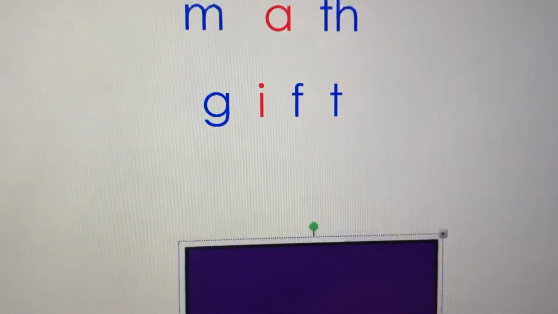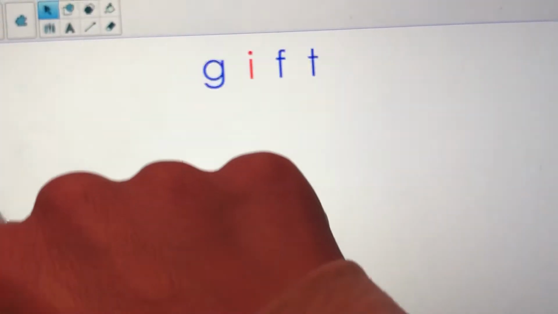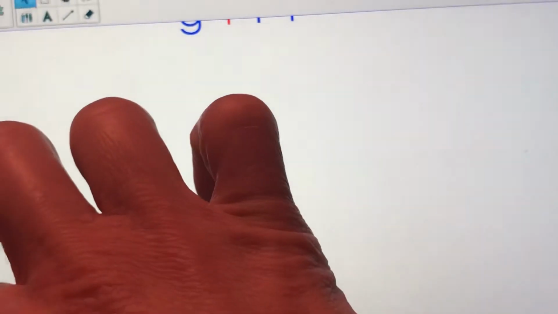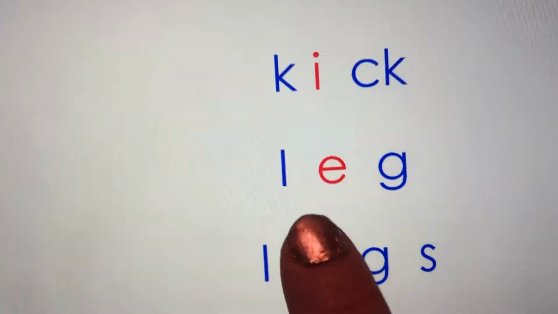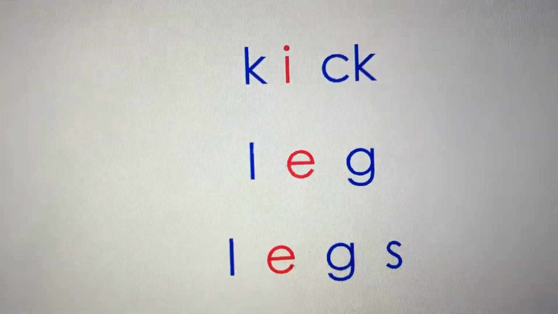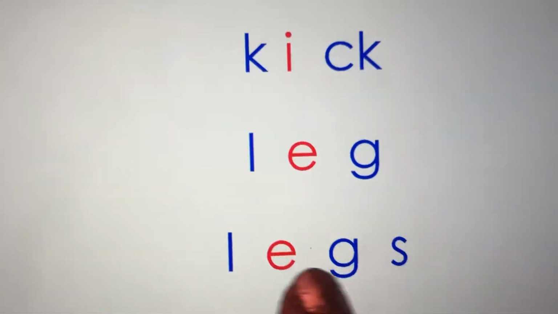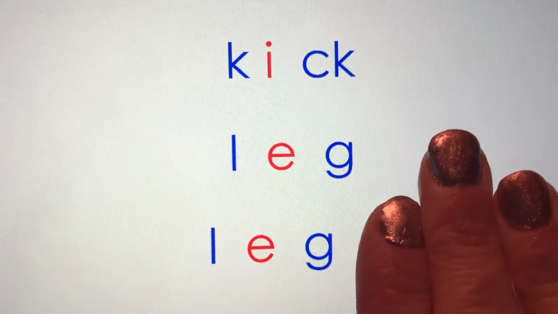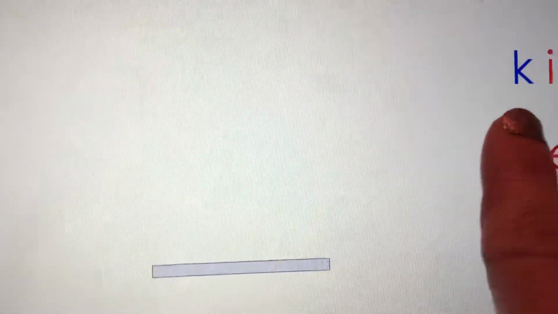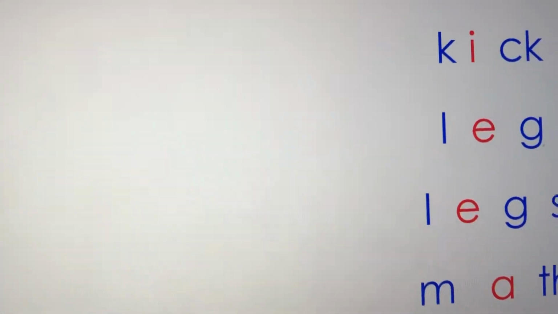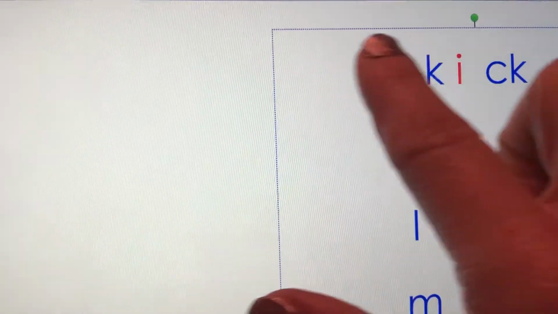I'm going to show you what happens when you have a word that ends with S. Okay, so when you have a word that ends with S, you just focus on, let's pretend like the S isn't even there. This is called the base or the root word, okay?